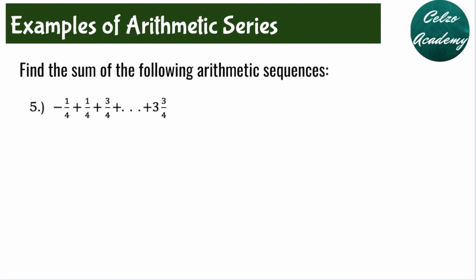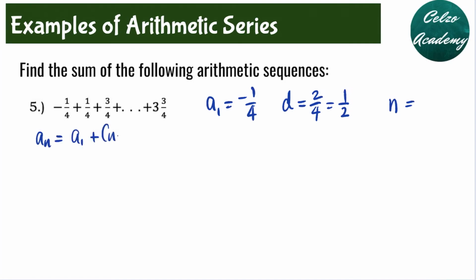Question number 5. Find the sum of this sequence. The first term here is negative 1/4. The value of d here, or the common difference, is 1/4 minus negative 1/4. That's 2/4, or the same thing as 1/2. We don't have the n value yet, so we're going to solve for n using a sub n is equal to a sub 1 plus n minus 1 times d.